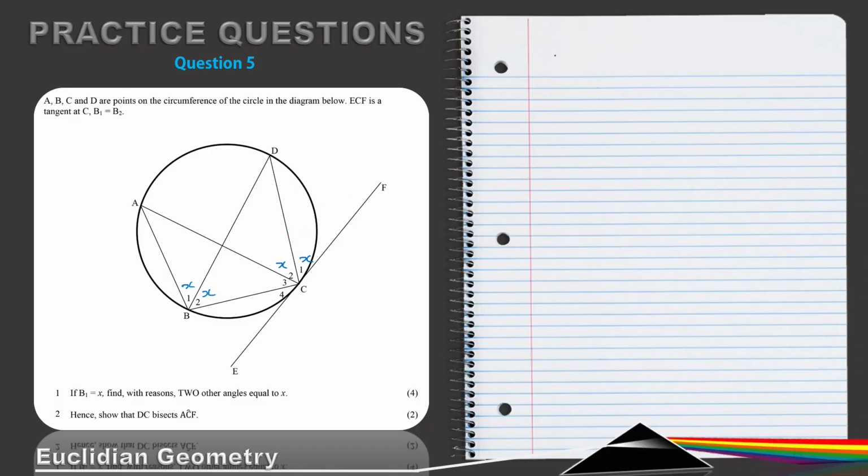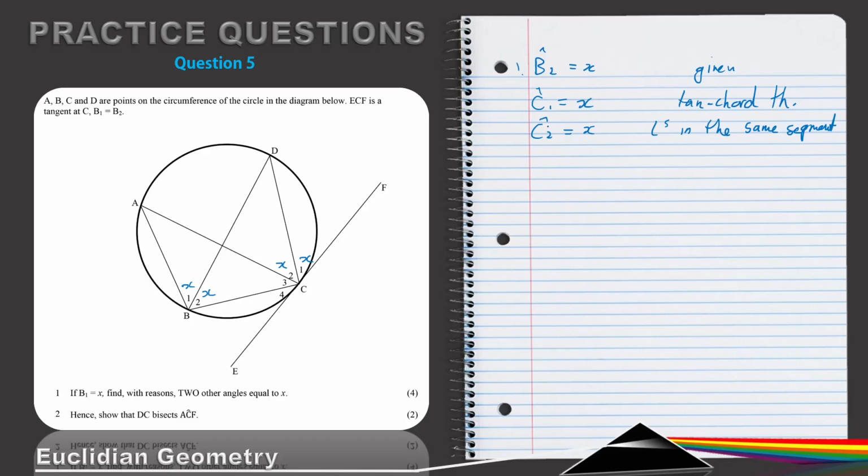Now, to write that down, we can say that angle B2 is equal to X. That is given. Then we can go and say, but C1 is also equal to X because of the tan chord theorem. And then we can say that C2 is equal to X, and they are angles in the same segment.